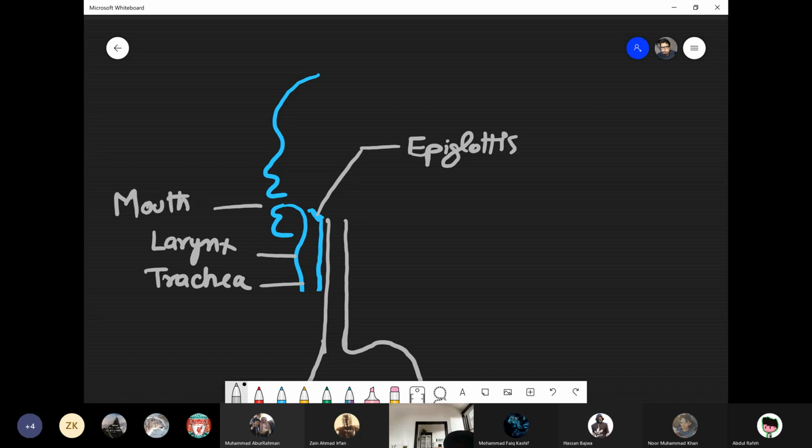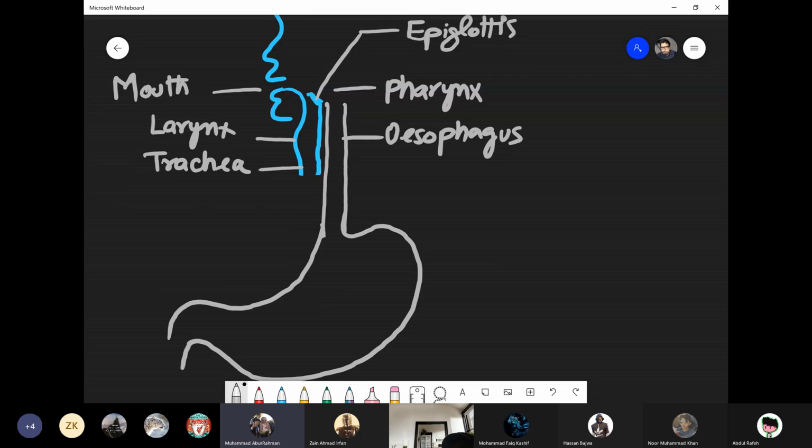Then, boys, this area is called as the pharynx. This over here is the esophagus, and this is the stomach. So today we are going to learn up till the stomach.